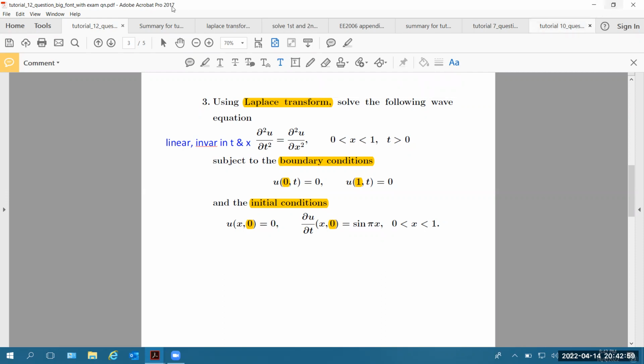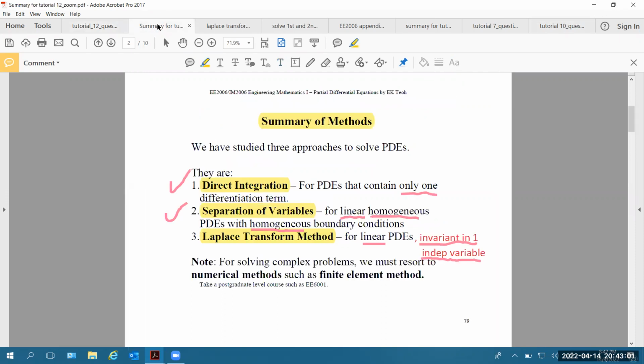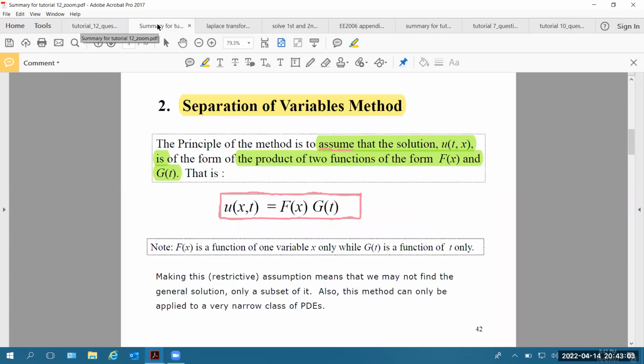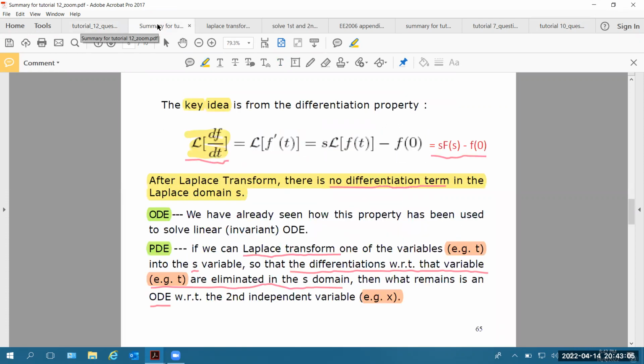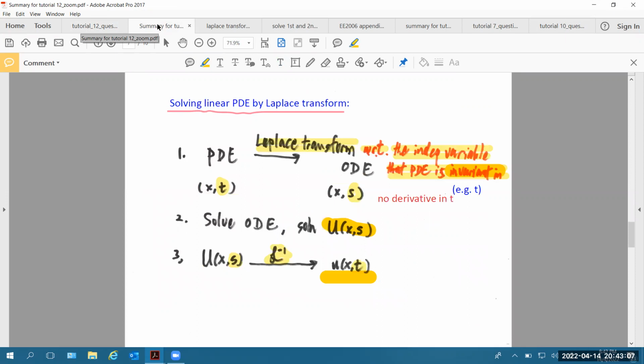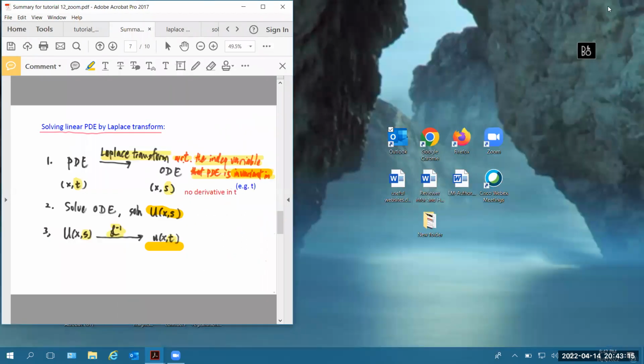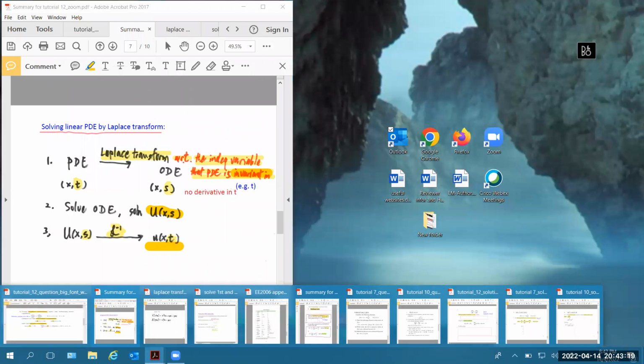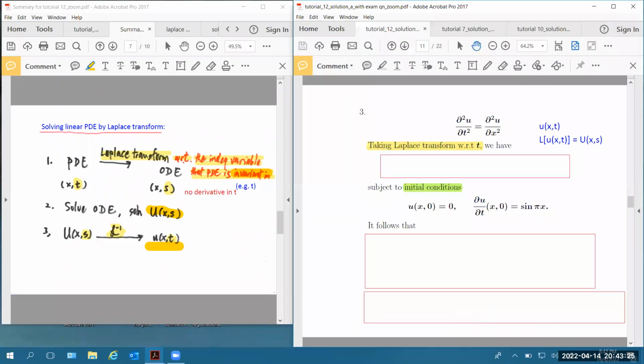So let's look at our summary to see how to start now. The summary is on page 7, so let's remember that. And we now go to our solution. Wow, so many files. Is it this one? Okay, yes, this is the one.